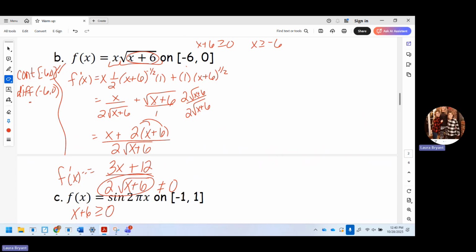So I'm really going to take the inside of my square root instead of greater than or equal to 0, since I don't want it to be 0, I'm just going to do greater than 0.